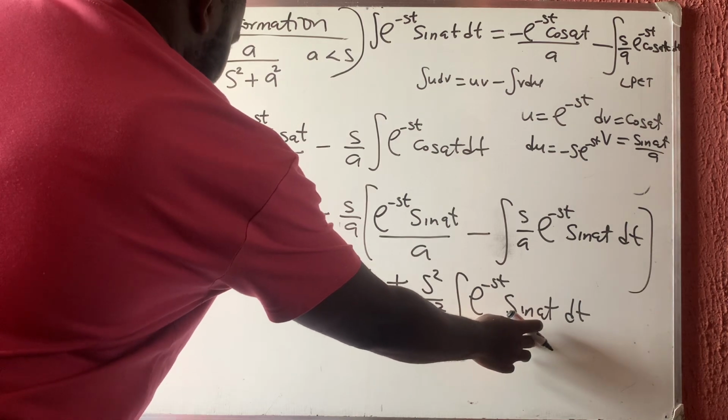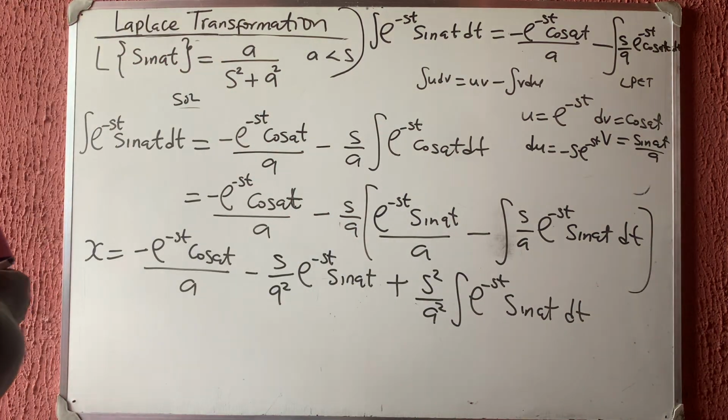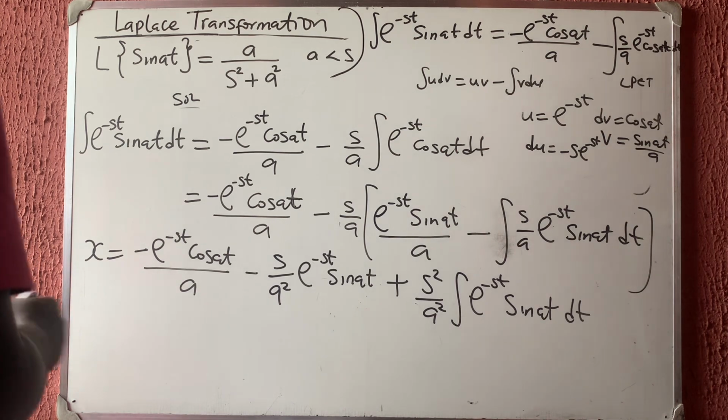So if this person is s, it can come here to have 2s. So where am I making a mistake? Let me find the mistake here.